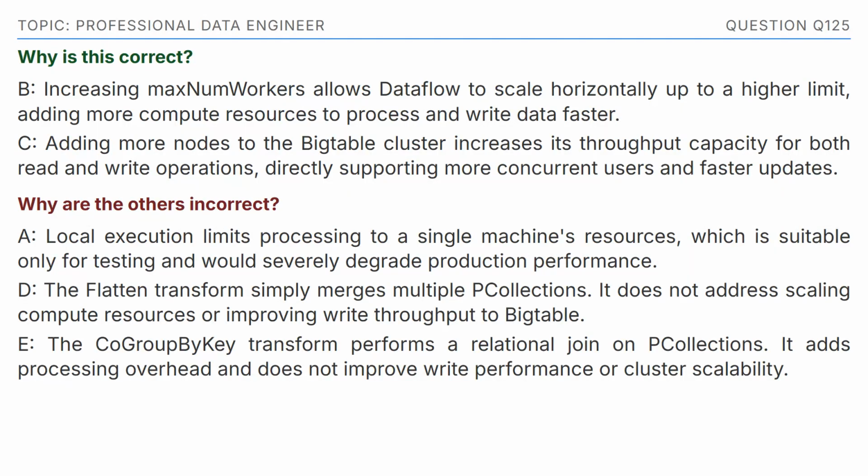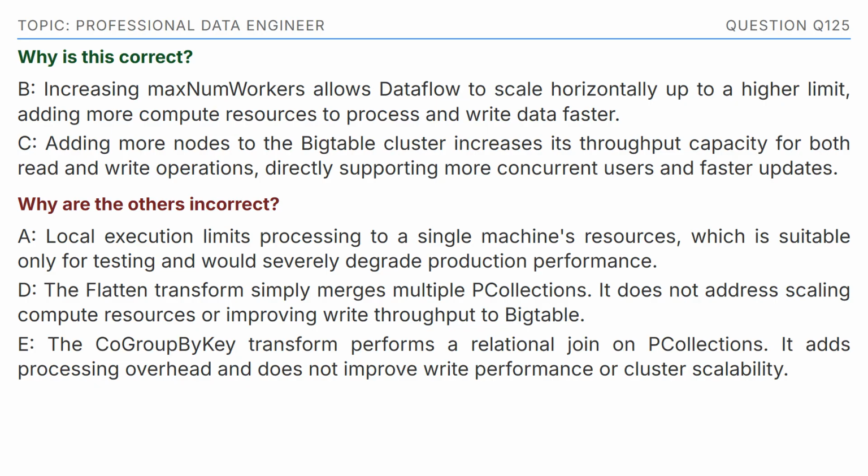Why is this correct? B. Increasing max number workers allows Dataflow to scale horizontally up to a higher limit, adding more compute resources to process and write data faster. C. Adding more nodes to the Bigtable cluster increases its throughput capacity for both read and write operations, directly supporting more concurrent users and faster updates.